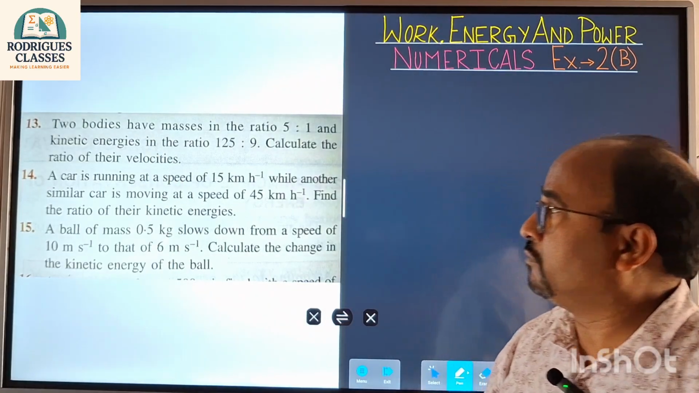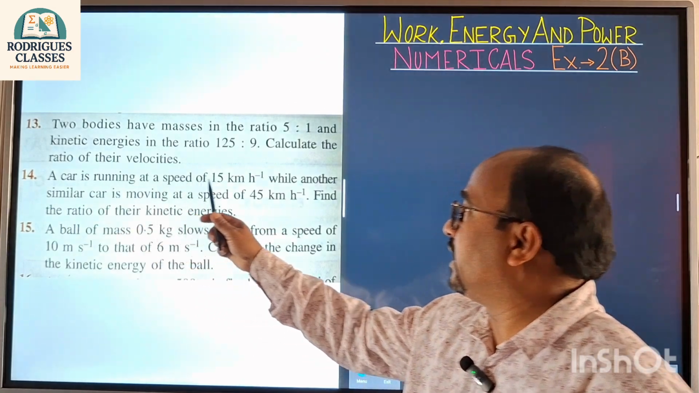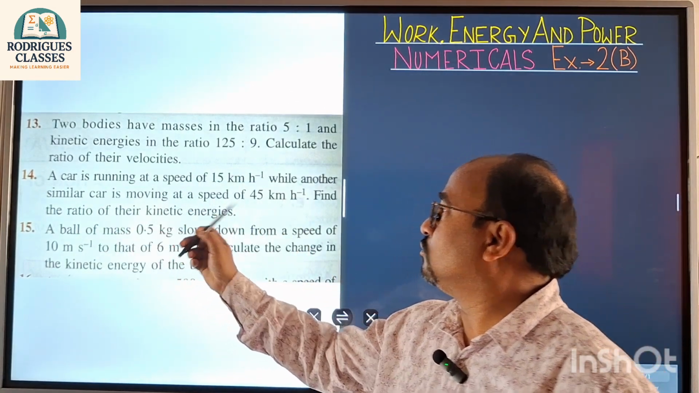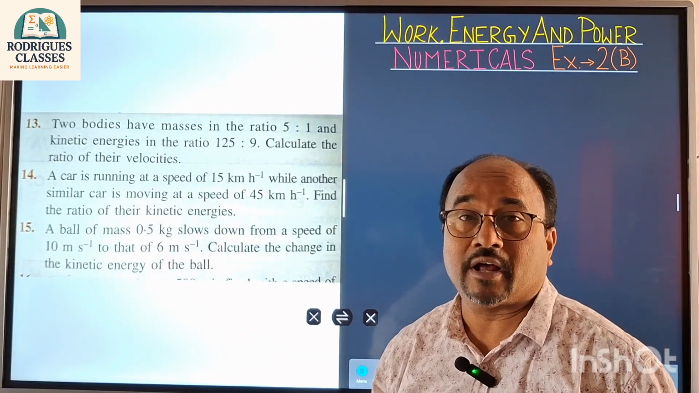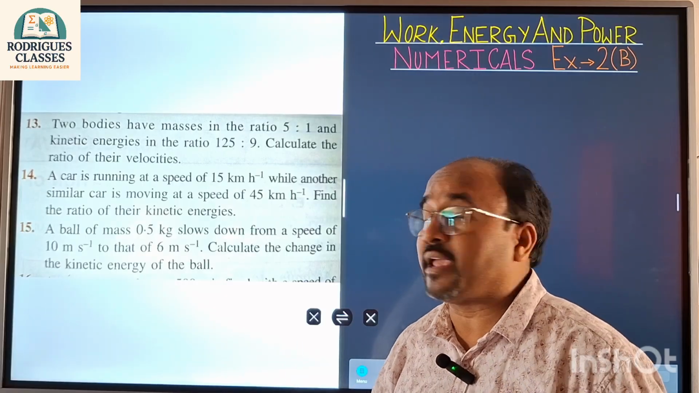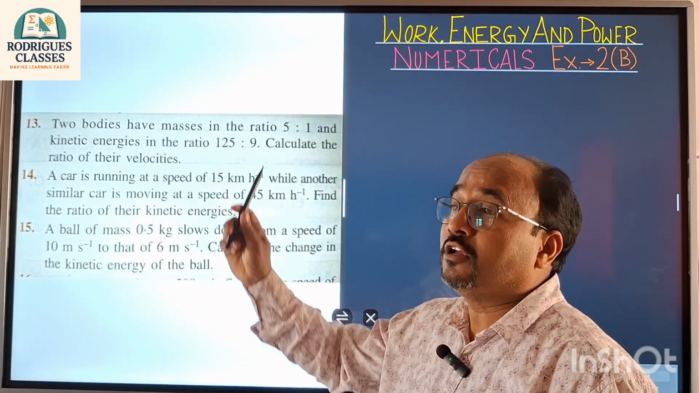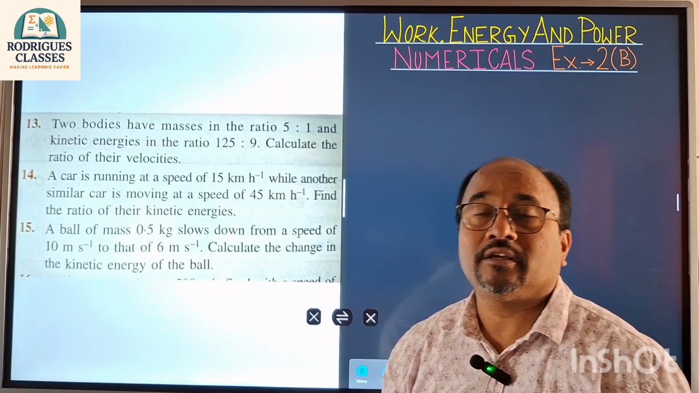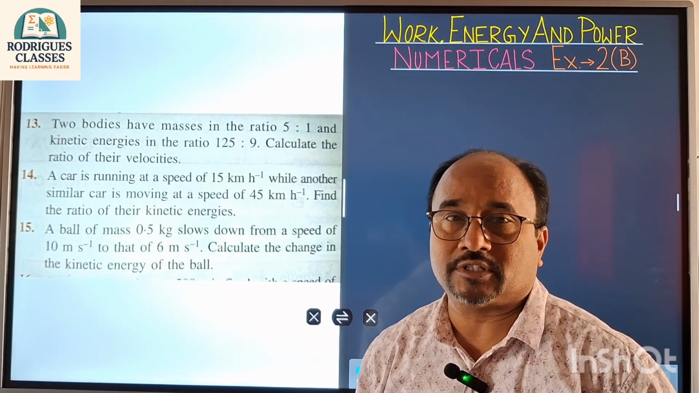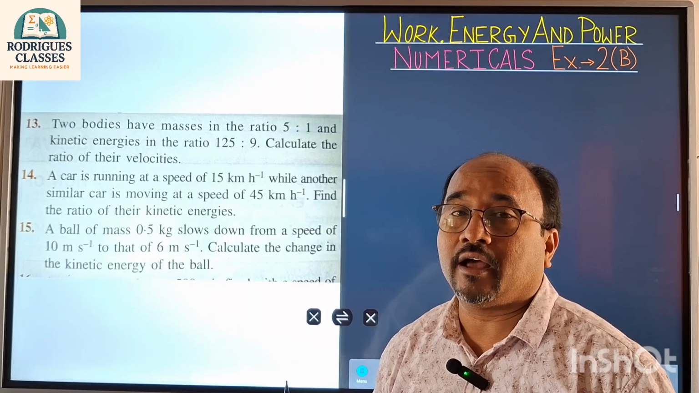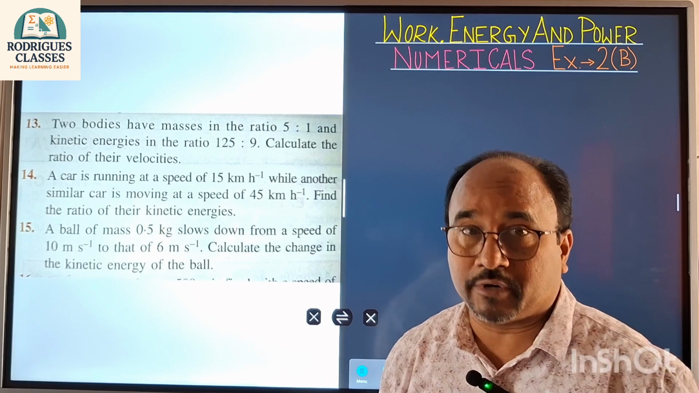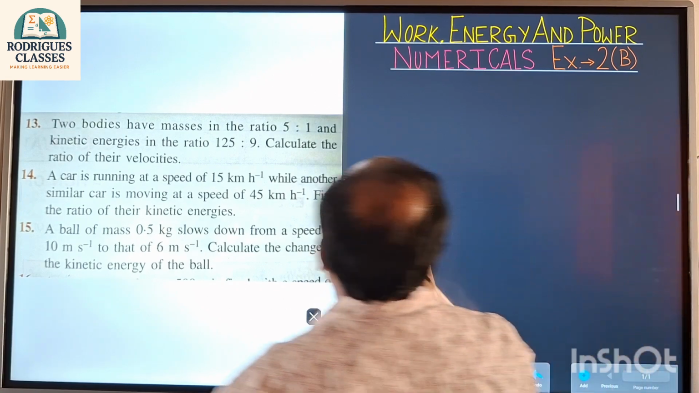Now to numerical number 14, which says a car is running at a speed of 15 km per hour while another similar car is moving at a speed of 45 km per hour. Find the ratio of their kinetic energy. So their masses are the same because it is told similar car. The unit of speed is given as kilometer per hour. We will not change to meter per second, the reason being we are asked to find the ratio. So they are in the same unit, let it be in kilometer per hour. Okay, so let us work it out.